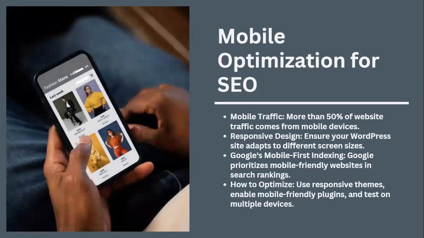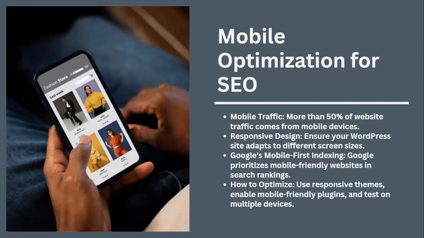Then now, mobile optimization for SEO. Mobile traffic: more than 50% of website traffic comes from mobile devices. You and I know that because of the way mobile devices are now, most people browse websites using mobile, which means if you build a website, people are going to look at it via mobile. So make sure your website is mobile responsive. Ensure your WordPress site adapts to different screen sizes.